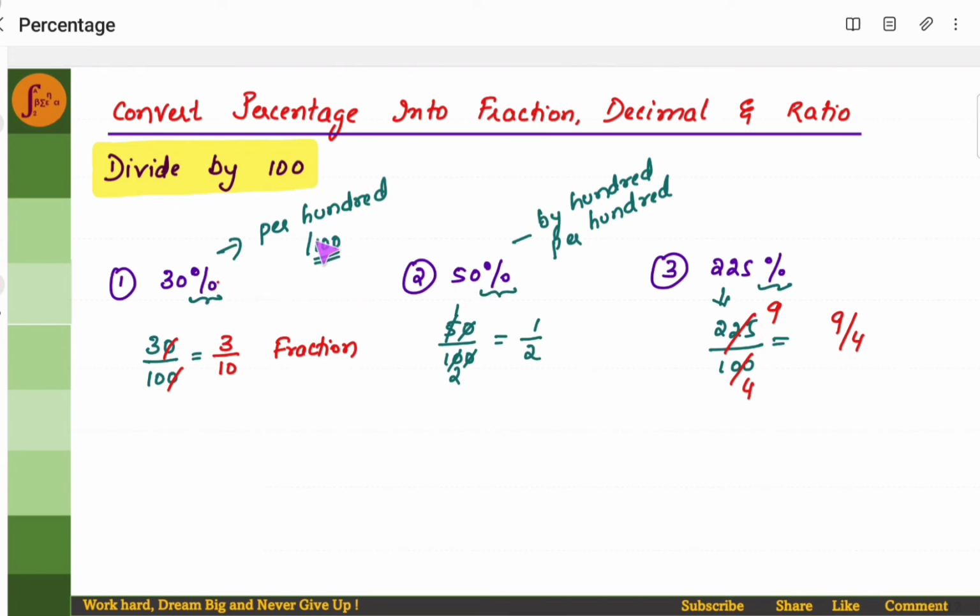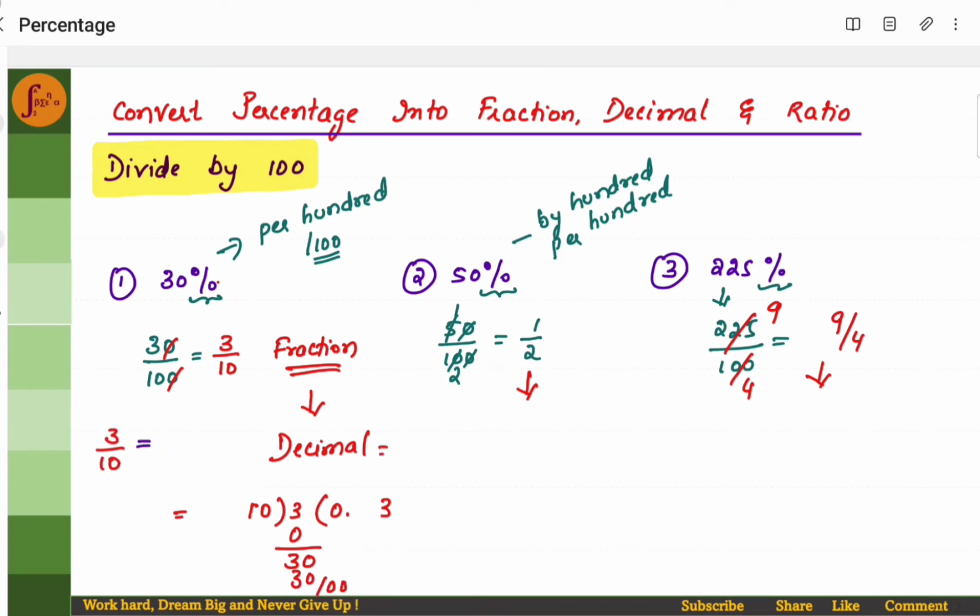Now we will have to convert the same percentages to decimal. How do I convert to decimal? I need the fraction. From the fraction, I'll get the decimal. Now, it's 3 by 10. If I divide 3 by 10, I'll put a decimal point and a 0 here. 10 threes are 30. Remainder is 0. So the decimal is 0.3.